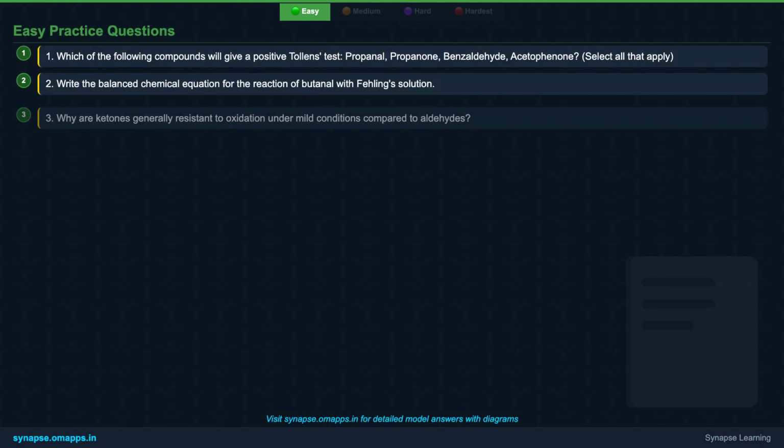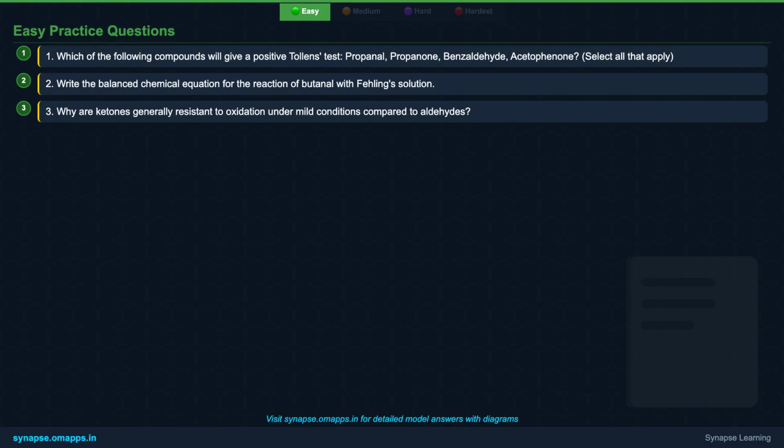Let's test your understanding. Can you identify which compounds will react with Tollens reagent? Try writing the complete reaction for butanal with Fehling's solution. And think about why ketones are less reactive to mild oxidation. Pause the video, try these questions, and then check your answers.